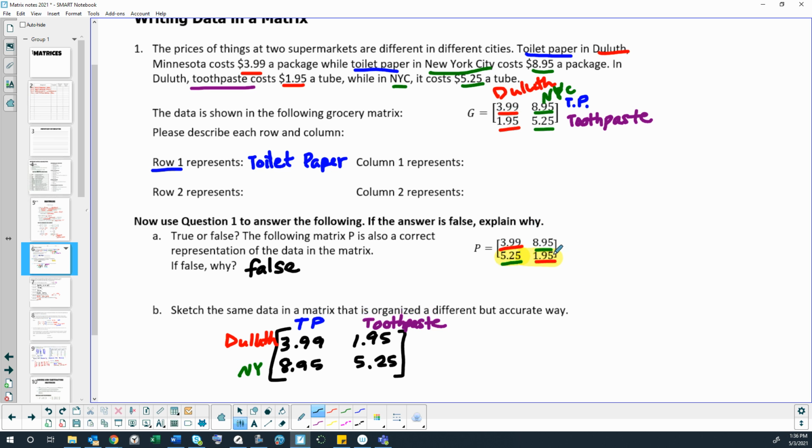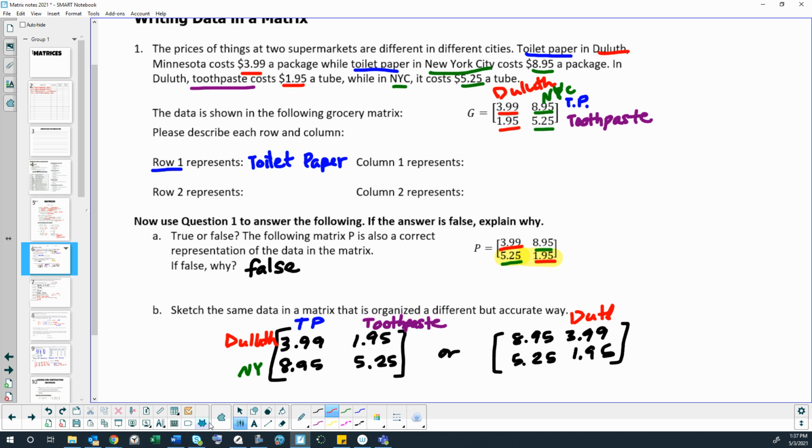Or another way to do it, based on what they were trying to have us do here, is we could actually trade entire columns instead of just one number in each column. So what if we just did $3.99? Well, I was going to trade entire columns, right? So that's not going to work. So from our original, we're going to trade the $8.95 and the $3.99, and then just like this happened here, trade from up here the $5.25 and the $1.95.